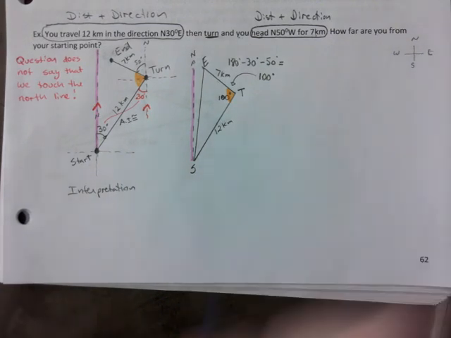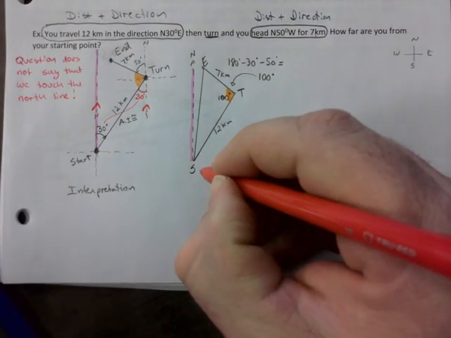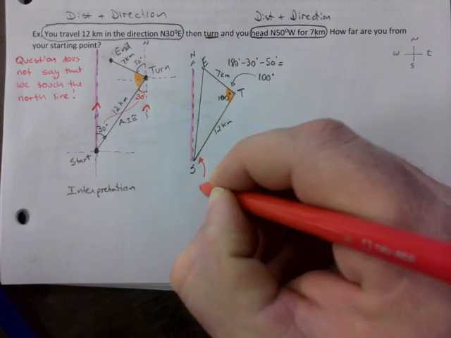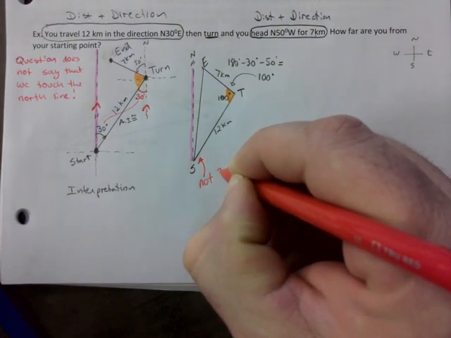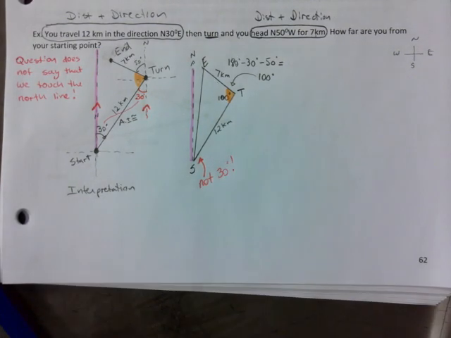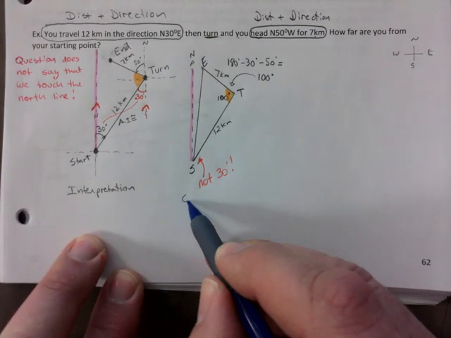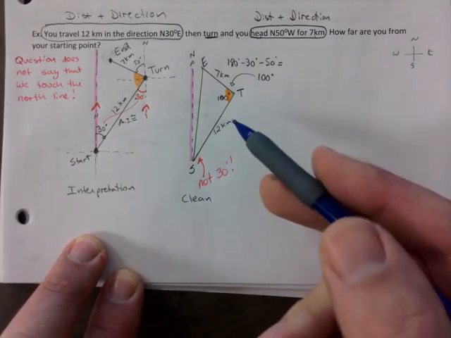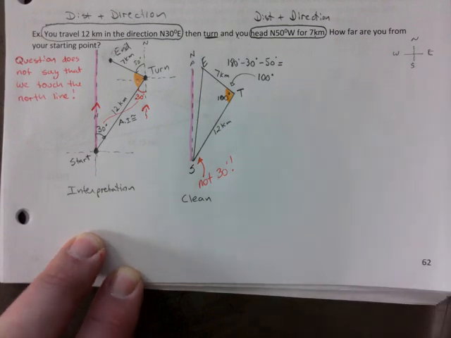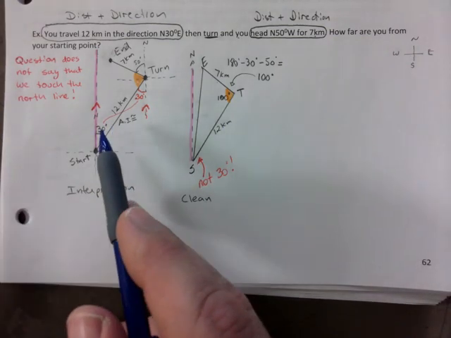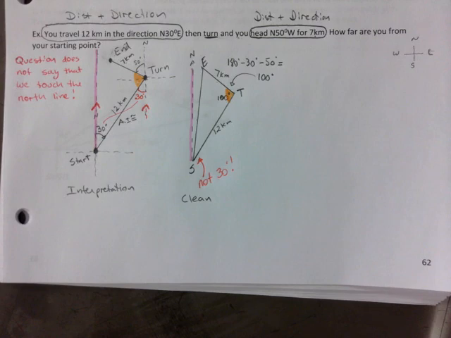I will just make a note here. Not 30 degrees. Okay? It's not 30 degrees in that corner. This is our clean. You're like, it's not really clean, it's very messy, but it's cleaner than this one up here. Right? So I'd like you to have a clean version.